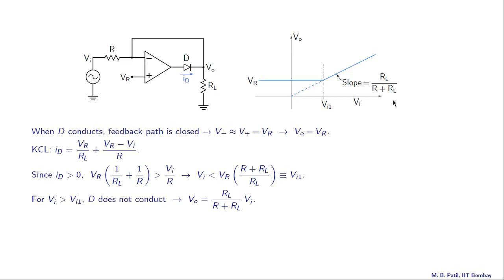Alright, let us now take a special case in which RL is much larger than R. When that happens, this factor becomes equal to 1, and our Vi1, this boundary here, becomes equal to VR, and the slope here becomes equal to 1.